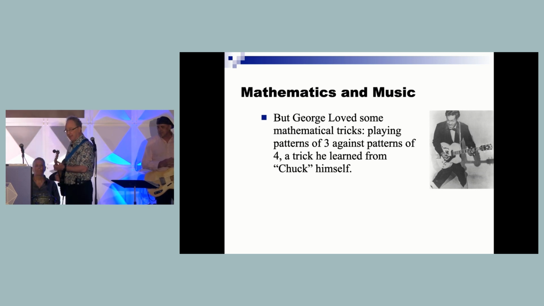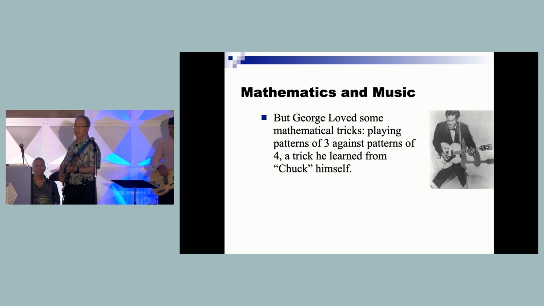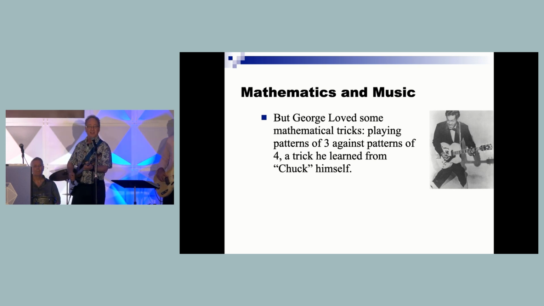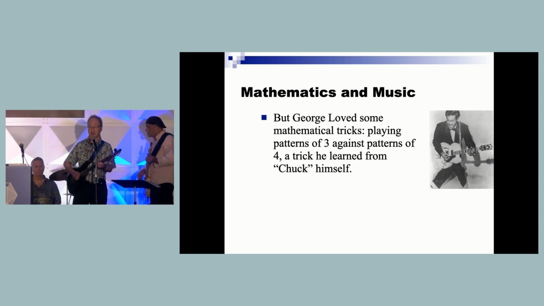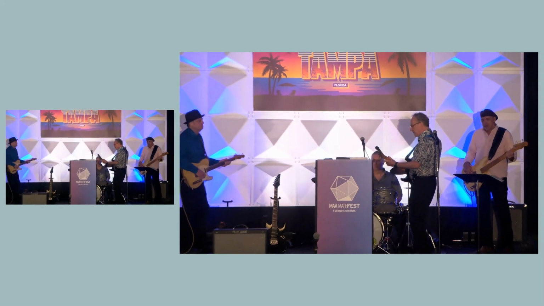So we're going to play an example. There's a mathematical trick that George loved. It came from Chuck Berry. And it's when he did his duck walk. And it's patterns of 3 against patterns of 4. So I'm going to kind of nod when I do it. I'm too old to do a duck walk. So I will just sort of move around, but I'll nod when I come to it. 1, 2, 3.